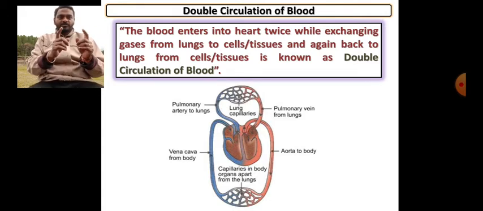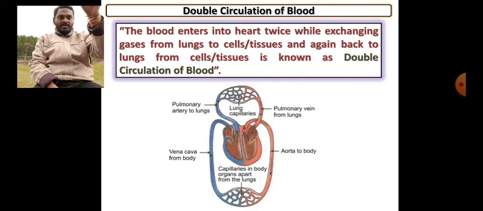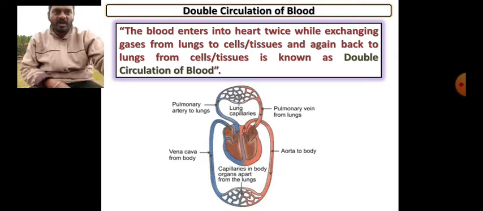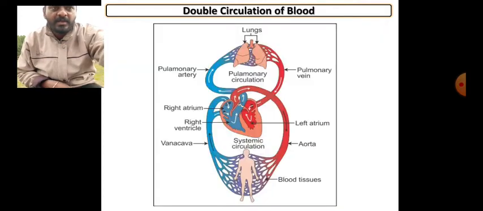Okay, simple diagram. You just have to look at the lung capillaries. From that, the pulmonary vein brings the blood, then it comes to the heart. From the heart, through the aorta, the blood is supplied to cells and tissues, and then from cells and tissues, the superior vena cava will bring the blood, and then that blood is further supplied to the lungs through the pulmonary artery. So this is the double circulation, and it is simple to understand.